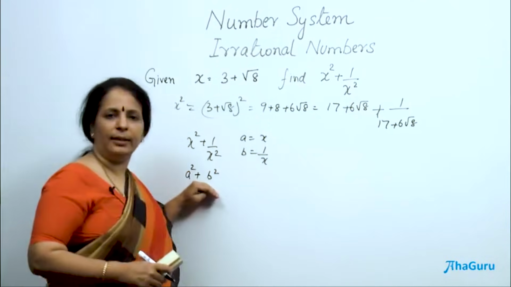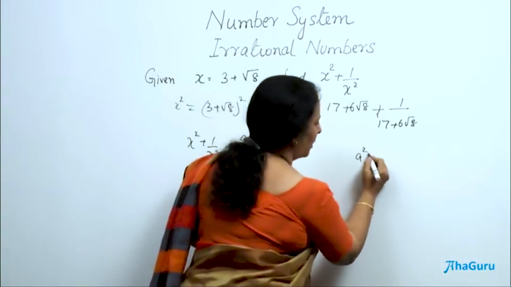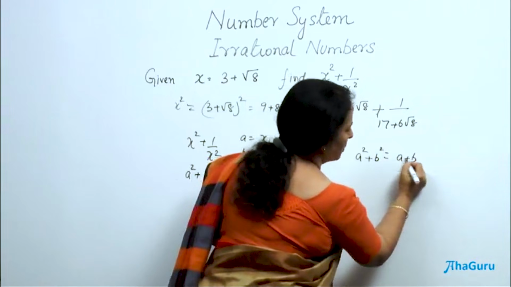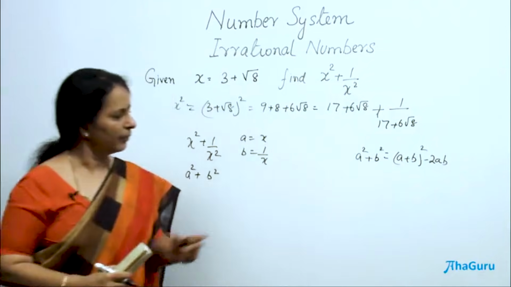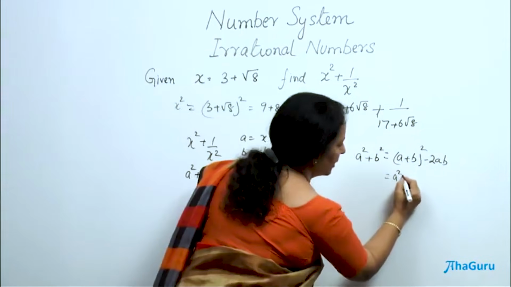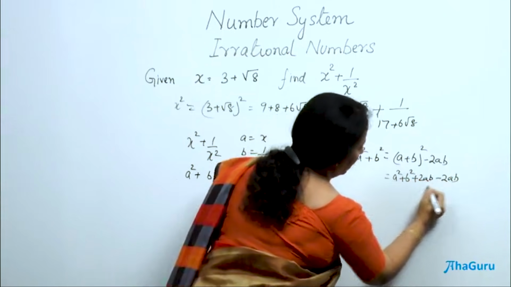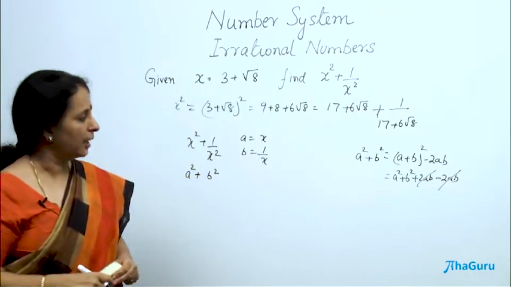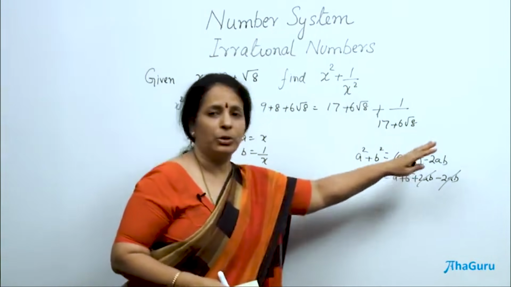We have seen these two terms somewhere, one of the identities. a square plus b square is actually nothing but a plus b whole square minus 2ab. Can you relate these two things? We know very well a plus b whole square is nothing but a square plus b square plus 2ab. Then you have minus 2ab here. I can cancel these two. LHS and RHS are same. So a square plus b square is nothing but a plus b whole square minus 2ab.